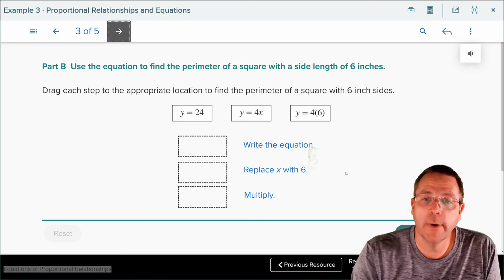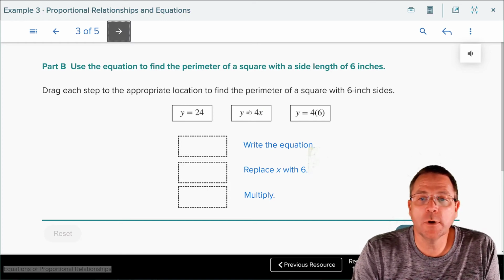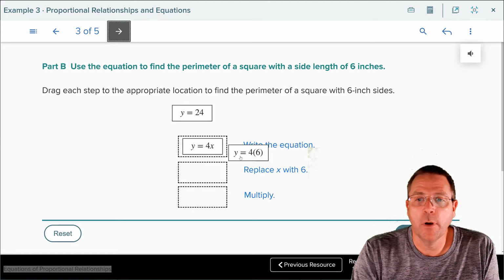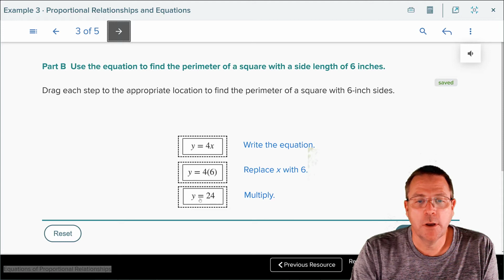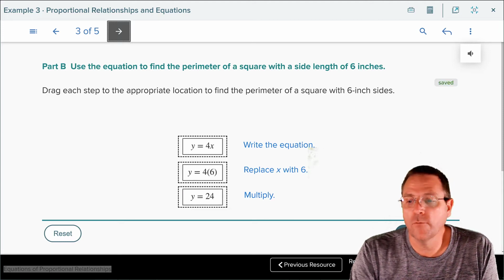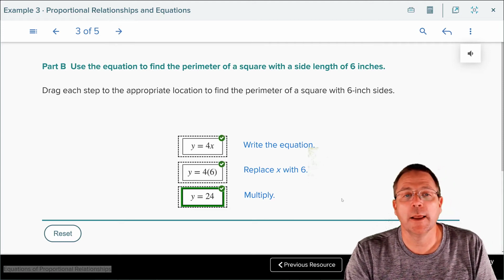So I'm going to come back over here. The equation we're going to have is y is equal to 4 times x. We replace the x with a 6, and that ended up giving us y is equal to 24 for our final answer. Check it. Everything checked perfect.